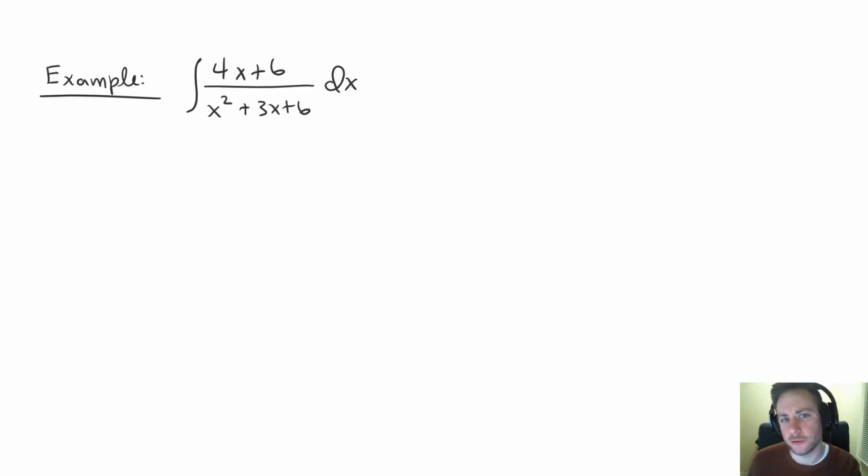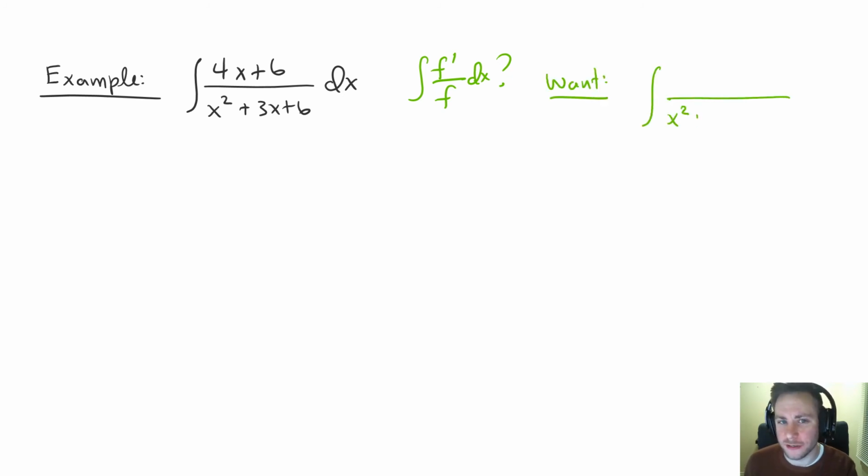Let's consider this integral. The denominator here is a quadratic function, and we know the derivative of a quadratic function is a linear function. So anytime we see linear over quadratic, such as what we see here, it's worth asking whether this is of the form f prime over f. Unfortunately, in this case, it's not exactly. The f prime over f integral would require the numerator to be the derivative of the denominator, which in this case would mean we wanted a numerator of 2x plus 3. And the numerator we've been given is not 2x plus 3.